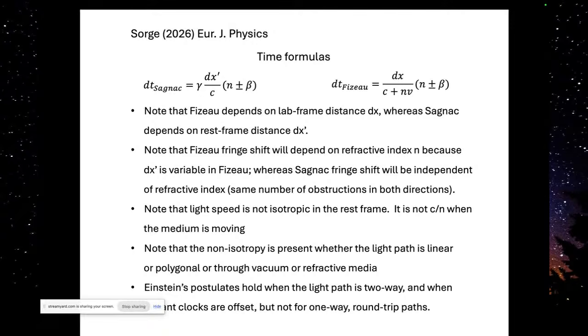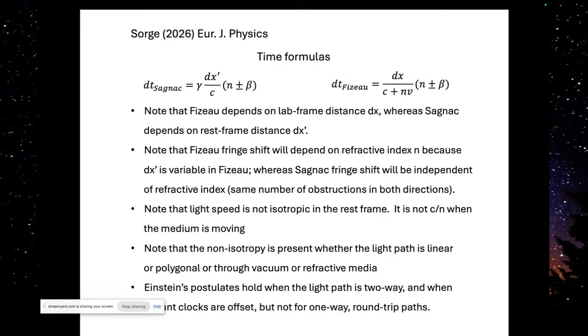Okay, so, did I just go backwards here? No, I think that's my last slide. So this is the last slide to sum it up. There's the Sagnac time formula on the left. I didn't treat Fizeau very fairly in this discussion. It's just not as interesting when it comes to refuting special relativity.